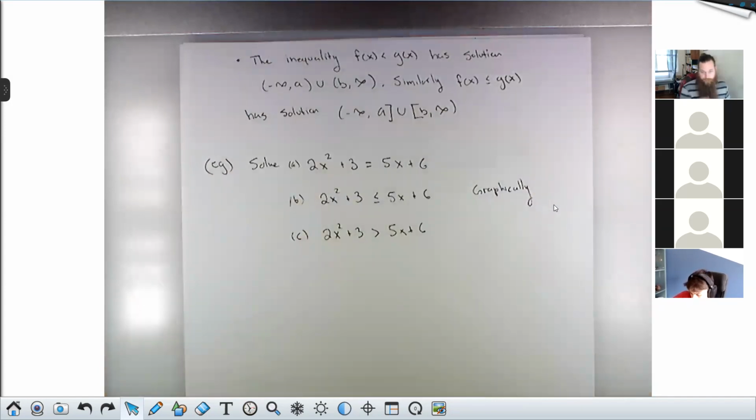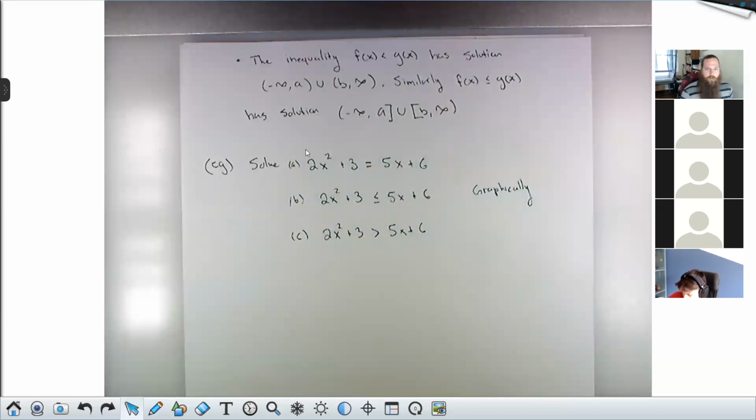Okay. Now we could solve each of these analytically or algebraically using the methods that we talked about yesterday, right? The equation here, this is the quadratic equation, pull everything to one side and factor. And then these two inequalities, you would pull everything to one side, factor, and then make your sign chart, your number line, like we talked about last time. But the goal here is to solve these graphically.